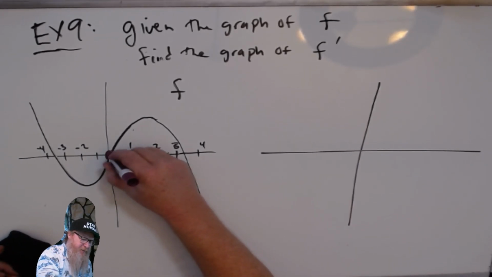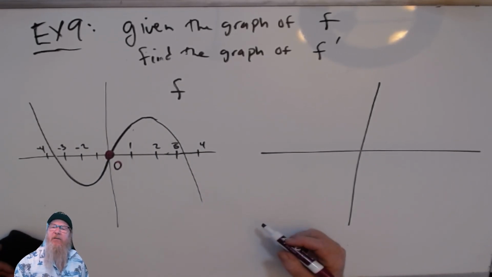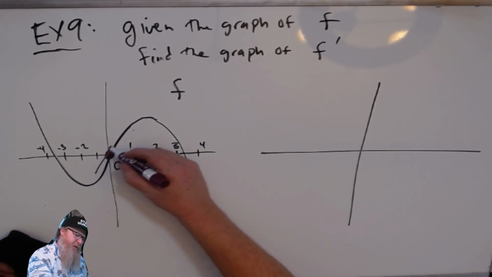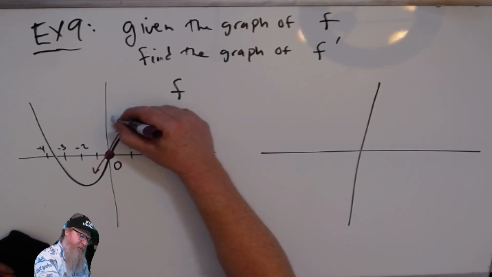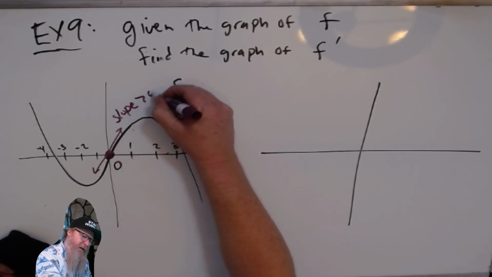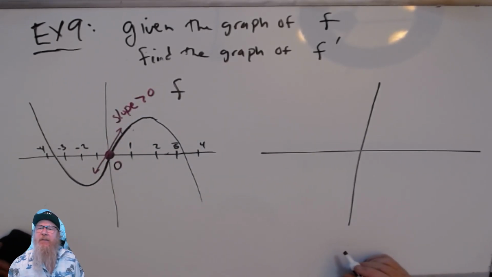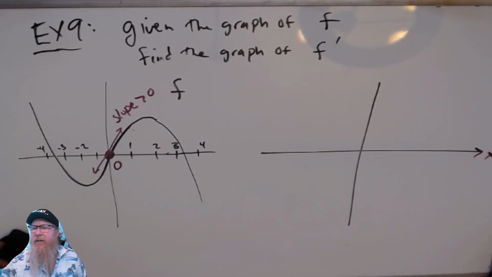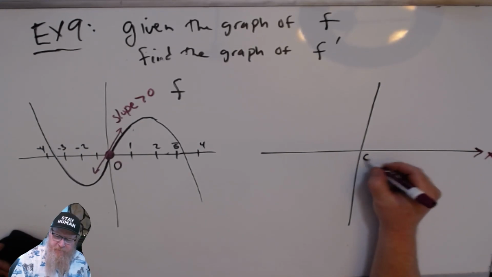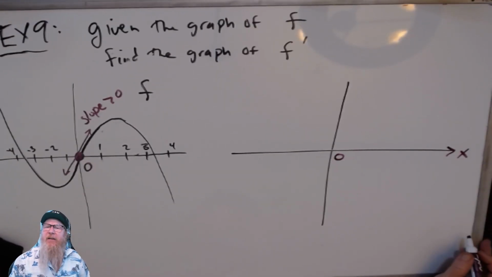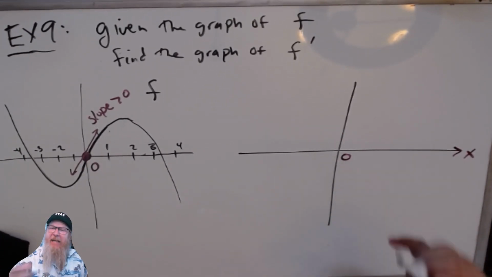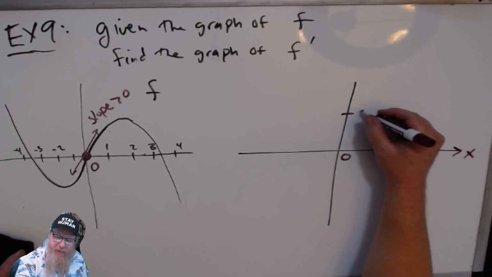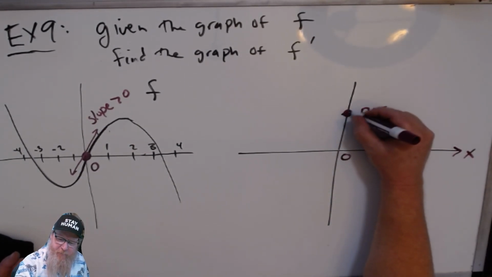So let's start at 0. X is equal to 0. The slope is positive. So over here, if X is equal to 0, just like the last example, I can't exactly say what the number is, but I know it's going to be some positive number.